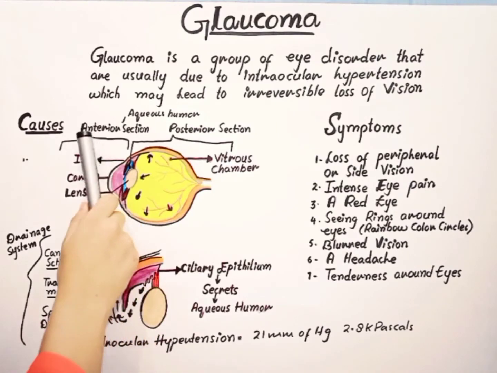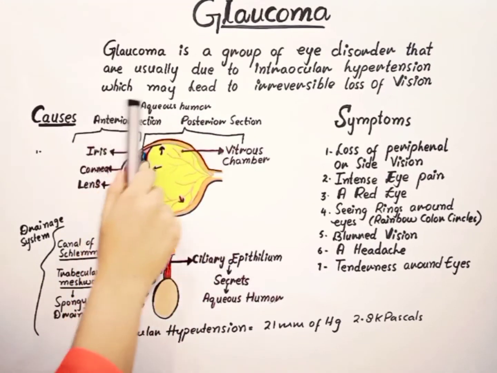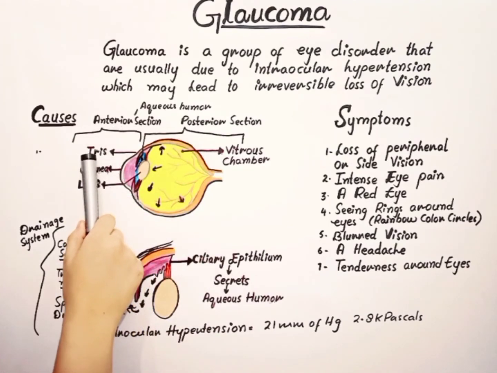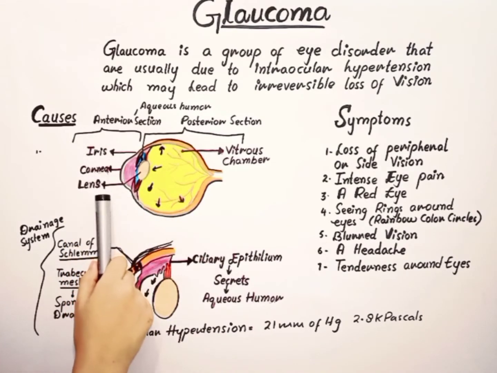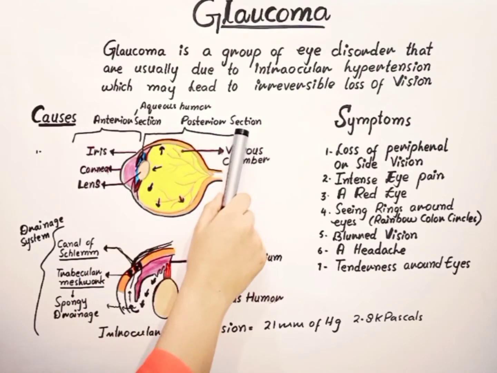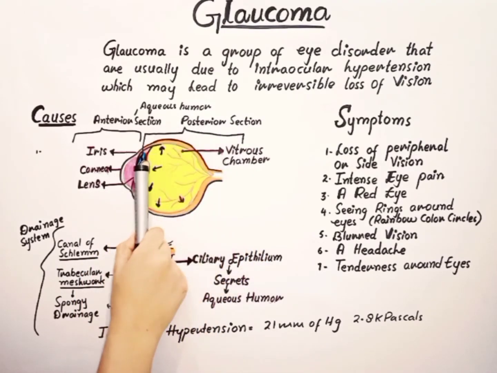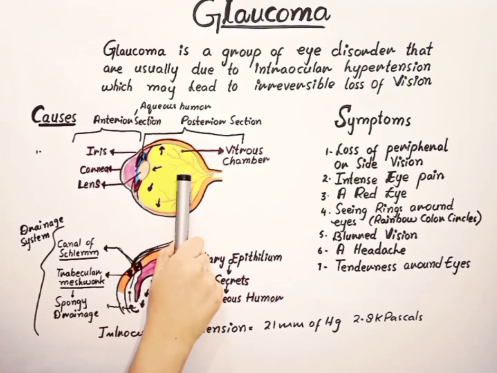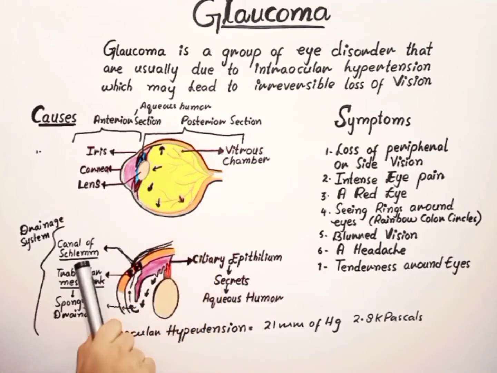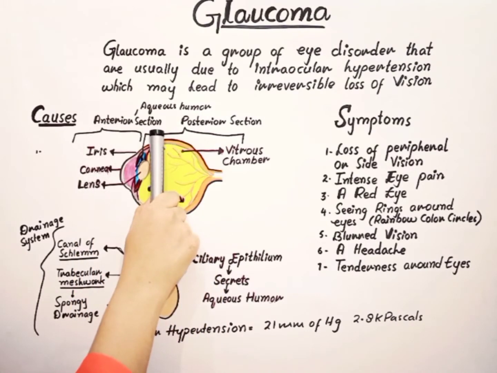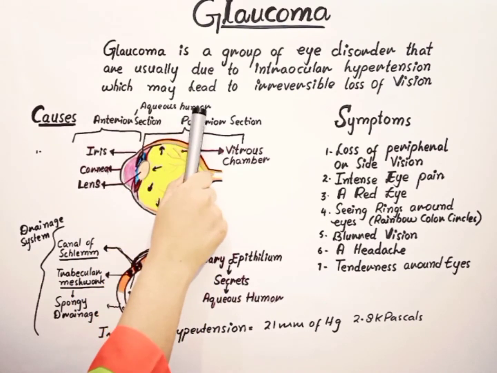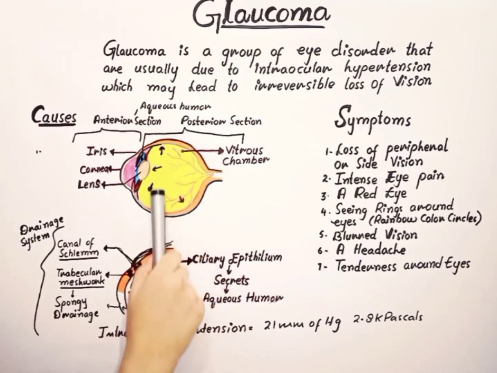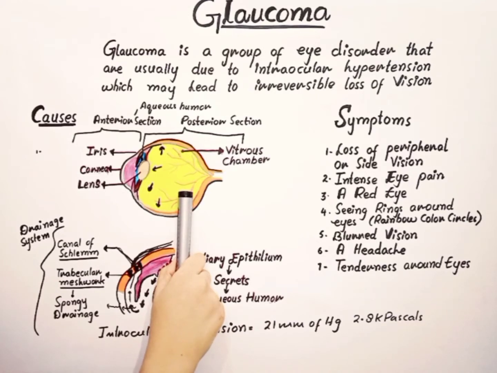Our eye contains two sections, anterior and posterior. The anterior section contains the iris, cornea and lens, while the posterior section is composed of a narrow space between the iris and the lens and the vitreous chamber. The anterior section is filled with a fluid called aqueous humor, while the posterior section is filled with a fluid which is called vitreous humor.